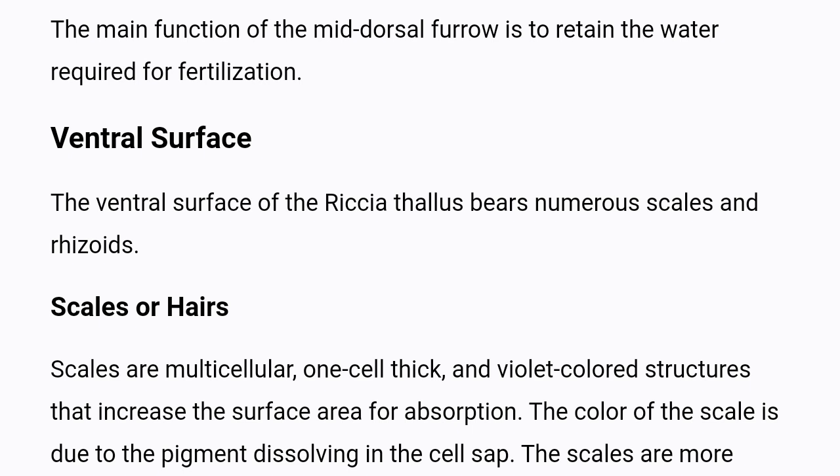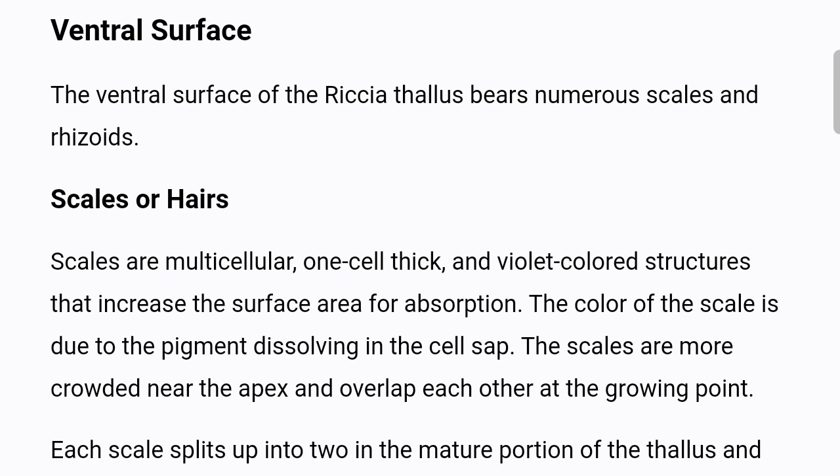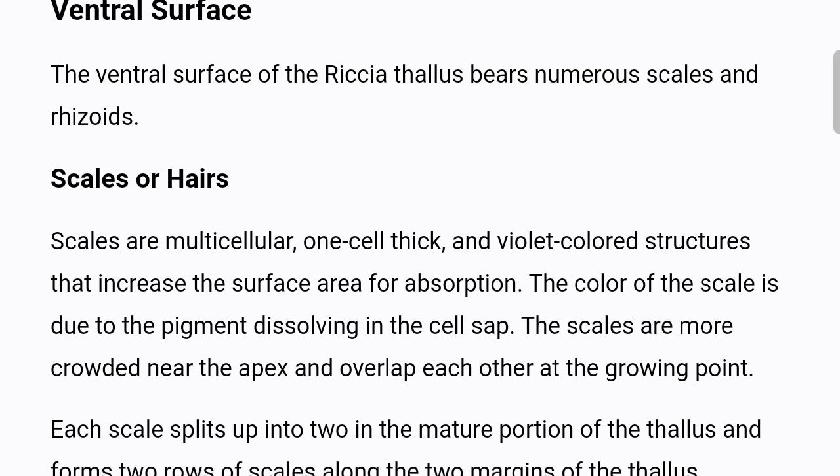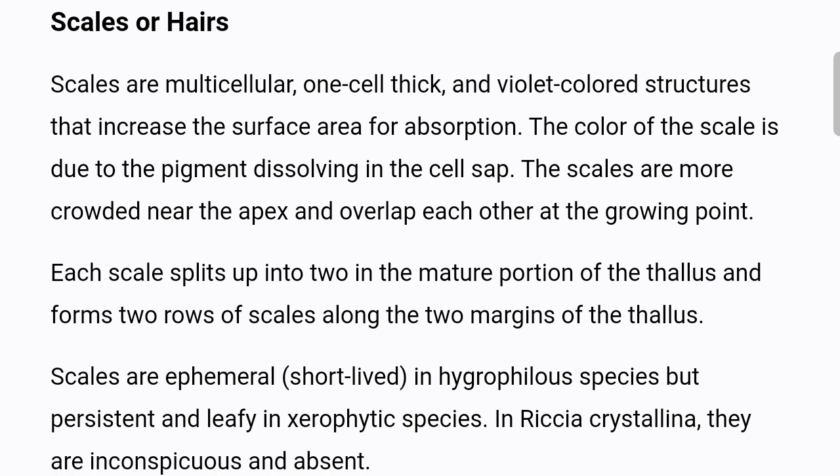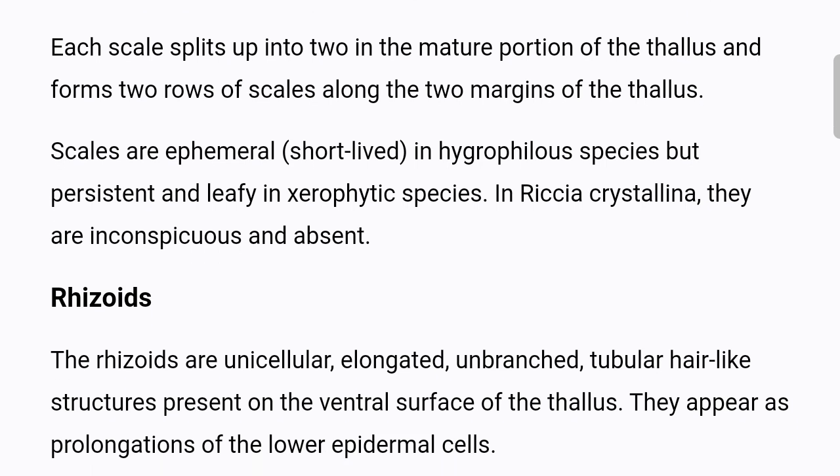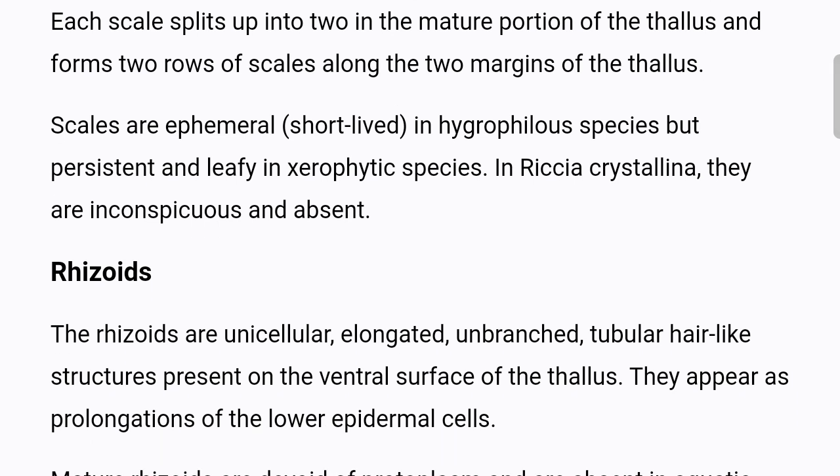Ventral surface. The ventral surface of the Riccia thallus bears numerous scales and rhizoids. Scales or hairs. Scales are multicellular, one-cell thick, violet-colored structures that increase the surface area for absorption. The color of the scale is due to the pigment dissolved in the cell sap. The scales are more crowded near the apex and overlap each other at the growing point. Each scale splits into two in the mature portion of the thallus and forms two rows of scales along the two margins of the thallus.